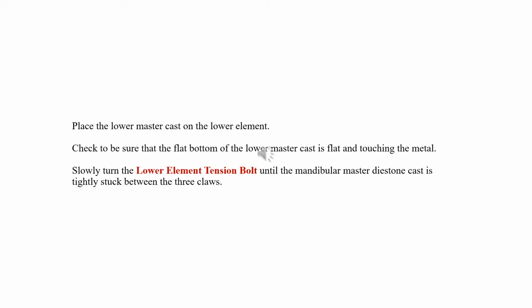All right, you're going to repeat the process with the lower cast. Now the lower element doesn't move, right? It's like solid. Only the upper element moves. But you're still mounting the lower diastone cast onto the same flat surface as the upper element, except you're doing it on the lower. So place the lower master cast on the lower element. Check to be sure that the flat bottom of the lower master cast is flat and touching the metal precisely. Slowly turn the lower element tension bolt until the master mandibular diastone cast is tightly stuck and secure between the three claws of the lower element.